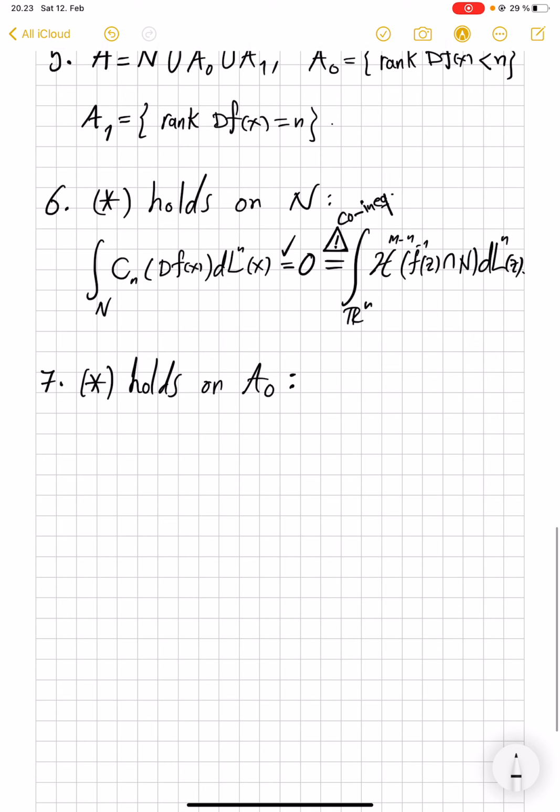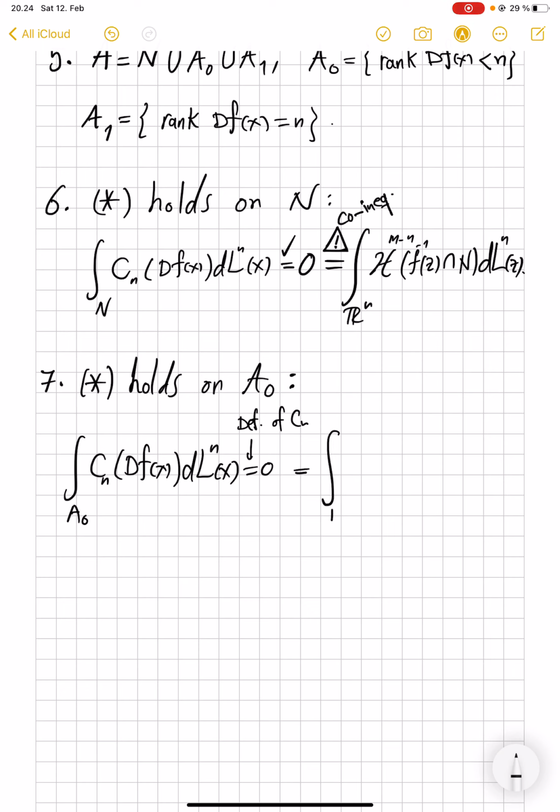Again, this is not trivial. The integral over A0 of the Coarea factor equals 0 because of the definition of the Coarea factor, and if the rank is strictly less than n, that Jacobian vanishes. The fact that the other side vanishes, again, is highly non-trivial. That is what we call the weak Sard type theorem, and we gave a proof of that as well. That will be in video 7.